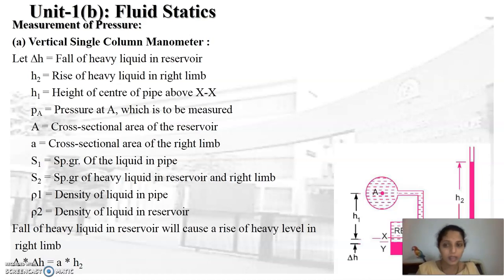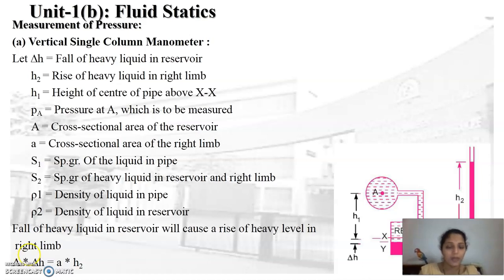PA is the pressure at point A which is to be measured. Capital A is the cross-sectional area of the reservoir. Small a is the cross-sectional area of the right limb. S1 and S2 are the specific gravities of the liquid inside the pipe as well as in the reservoir. Rho 1 and rho 2 are the mass densities of the liquid in the pipe and the reservoir respectively.